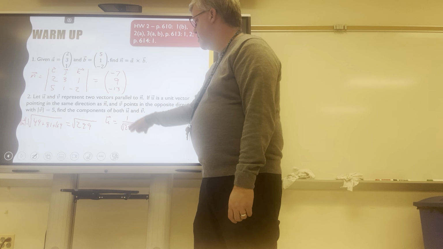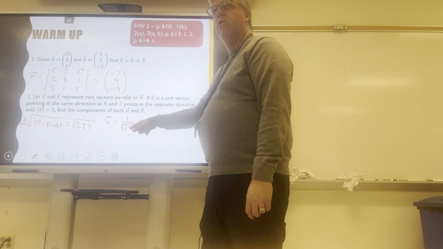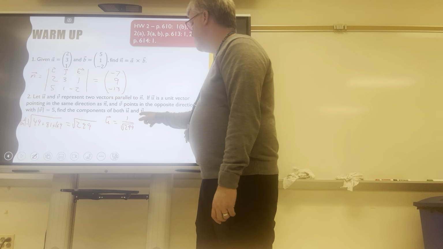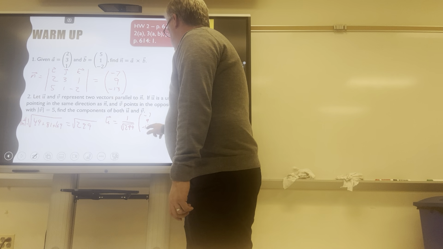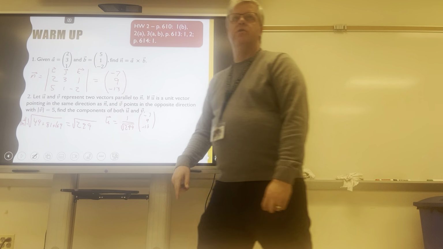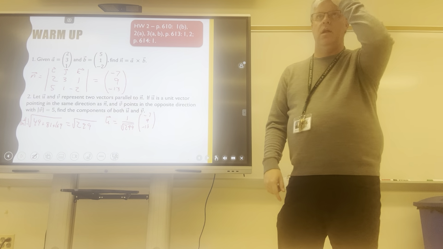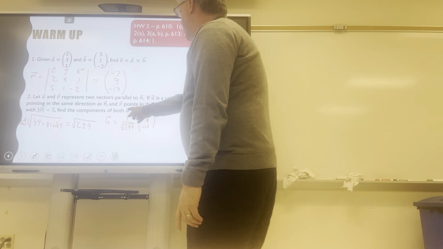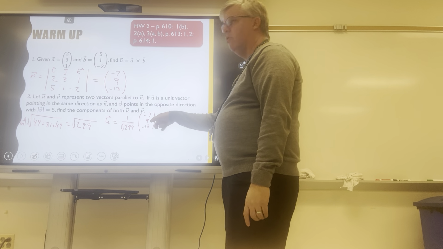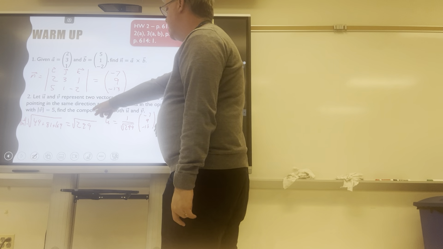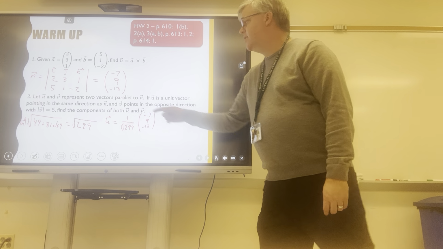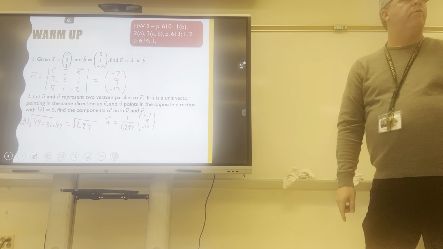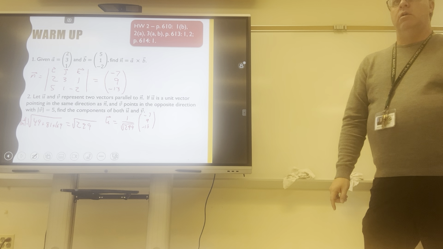So here, this is the exact length of it. So 1 over root 299 times the original vector, negative 7, 9, negative 13. This would give you a vector whose length is exactly 1, right? Now, you can write a vector like that with a scalar in front, but in this question, since it says find the components of both U and V, if I asked you what's the x component of U, what would you tell me?